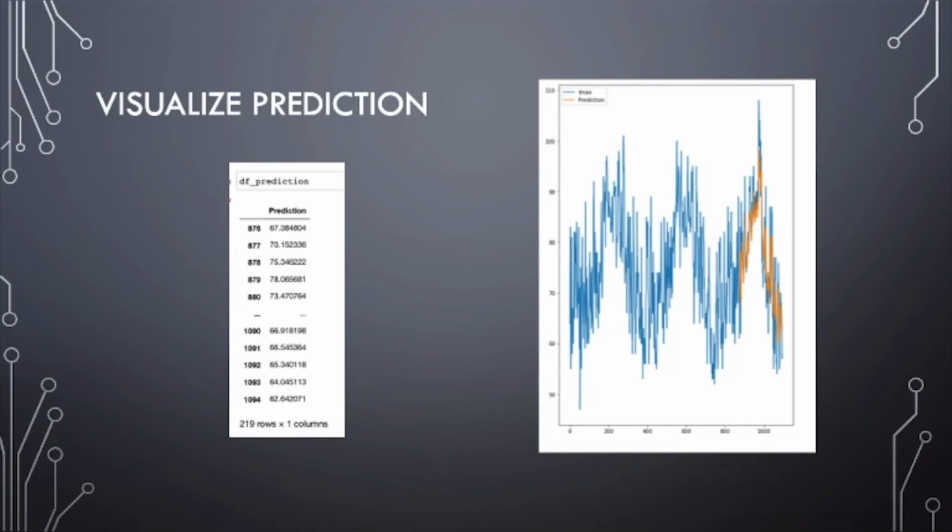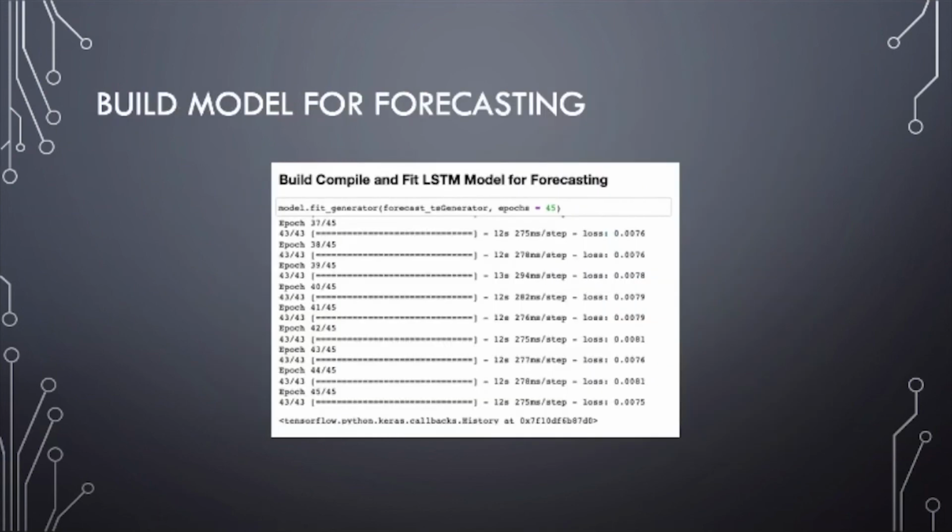Now after this is done, we can visualize the prediction. This on the left is showing a table of the predictions being made. On the right, we can see it in graph form. You can see that blue stands for the temperature that's recorded, and the orange stands for the prediction. You can see it matches up pretty perfectly, and it's a great model so far.